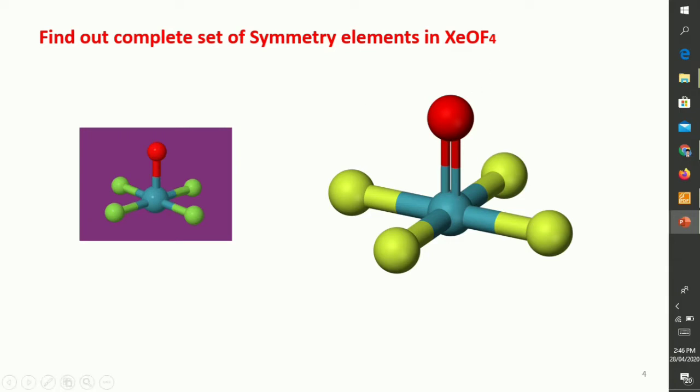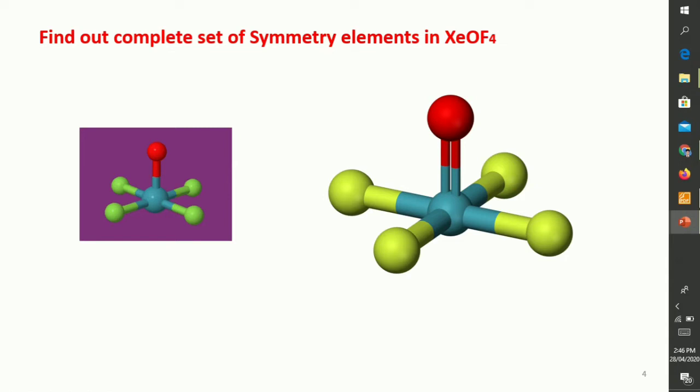So far we have found identity, C4 and C2, where both have the same axis of rotation. The third is C4 thrice. If we perform C4 three times, then we also get an indistinguishable shape of xenon oxide tetrafluoride. So this is also included in the symmetry operations of this molecule.